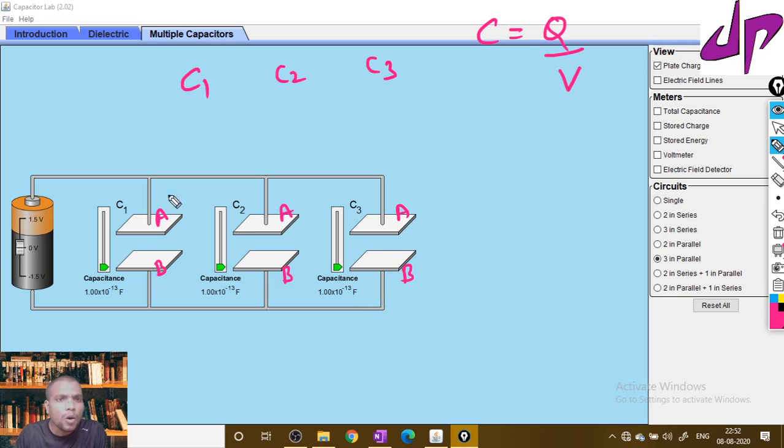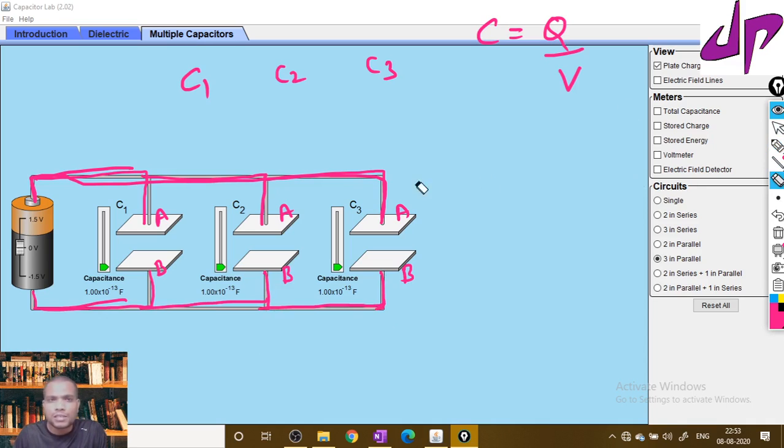If you notice here, all the A plates of C1, C2, and C3 are connected to the battery's positive potential. The same positive potential goes to plate A of C1, the same to plate A of capacitor C2, and the same connection goes to plate A of C3. Likewise, down here, the negative terminal of the cell is connected to all the B plates of C1, C2, and C3.